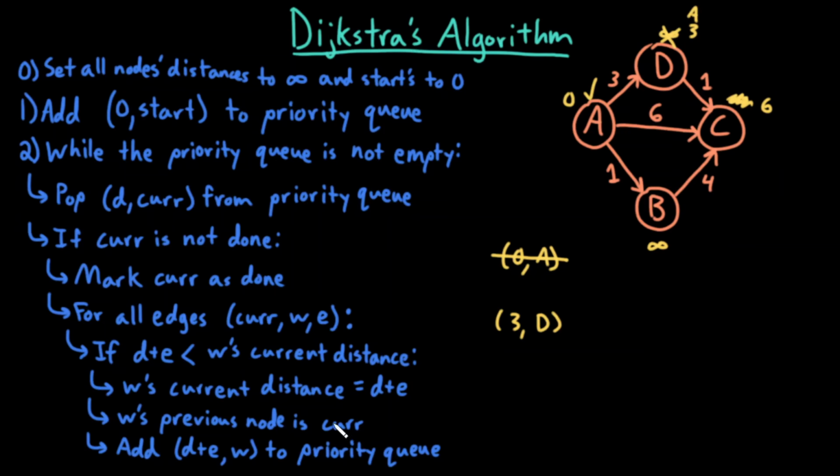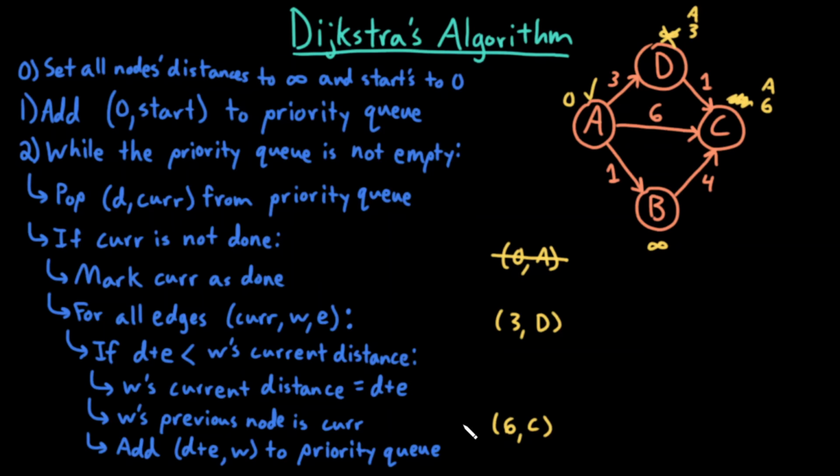W's previous node becomes the current node, so C's previous node is A. Just write it above. And I add d plus e, so I add 0 plus 6, in this case 6, and the node itself, C, to my priority queue. Again, I'm writing them spaced out because this is going to be a priority queue and I want to have them sorted. So I want to leave space for future insertions to go in the middle because I want it to be smallest to largest.